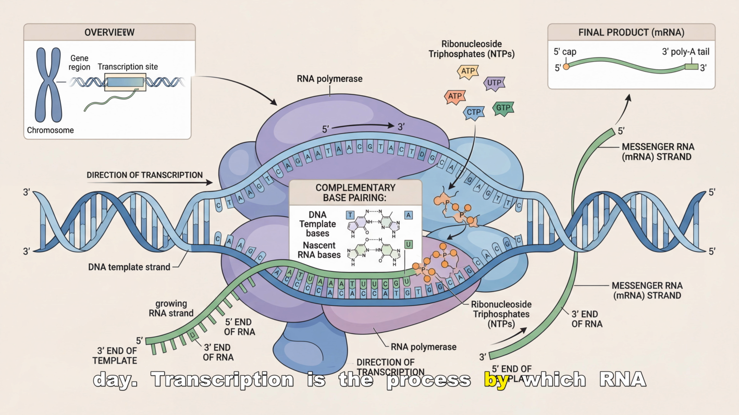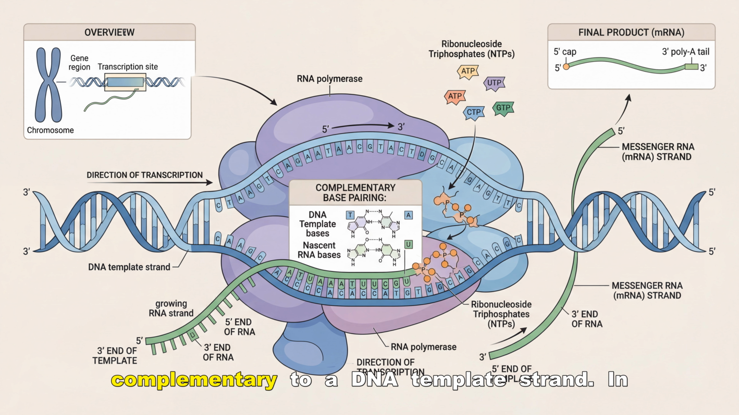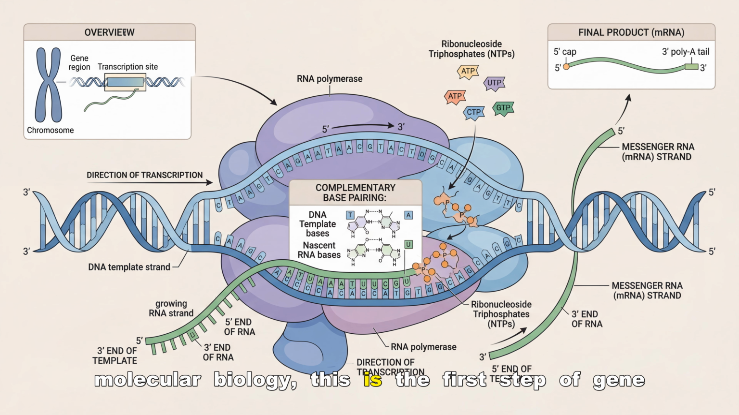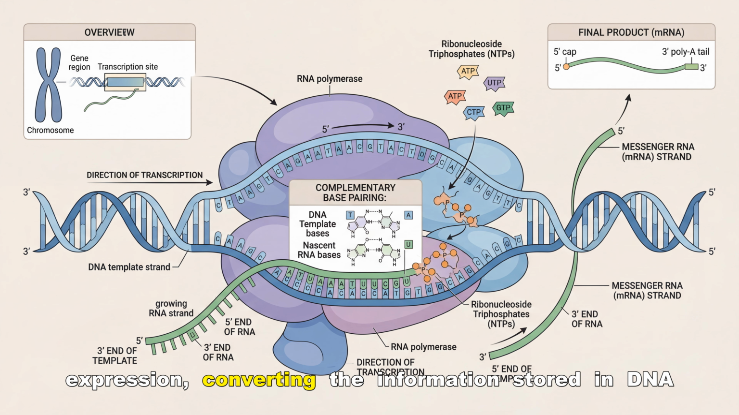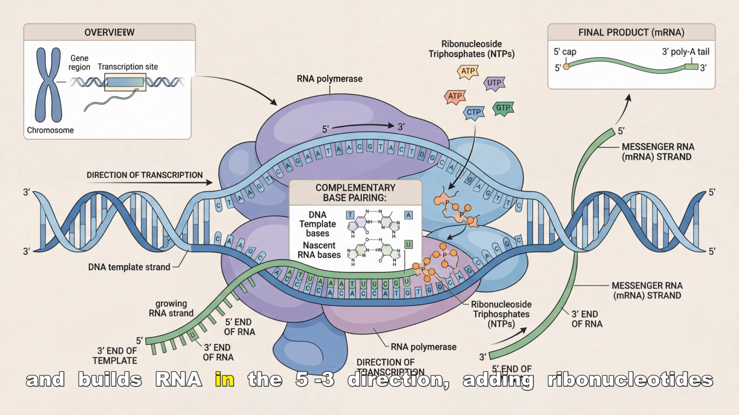Transcription is the process by which RNA polymerase synthesizes an RNA strand complementary to a DNA template strand. In molecular biology, this is the first step of gene expression, converting the information stored in DNA into a functional RNA molecule, usually mRNA in eukaryotes. RNA polymerase reads the DNA template strand in the 3 to 5 direction and builds RNA in the 5 to 3 direction, adding ribonucleotides that are complementary to the DNA bases, with uracil replacing thymine.